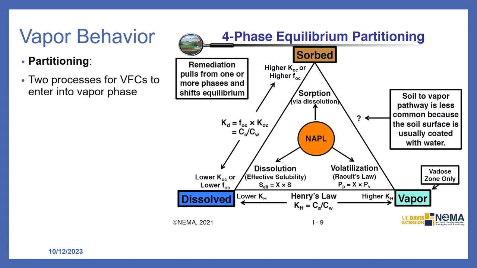All right, let's transition now into vapor behavior and summarize partitioning. I'm not going to go into a lot of detail on partitioning on NAPL, or non-aqueous phase liquid, which has a 4-phase equilibrium partitioning between the NAPL, sorbed, dissolved, and vapor phases, as this would take significant time to discuss all the controlling factors that influence the equilibrium between those phases.